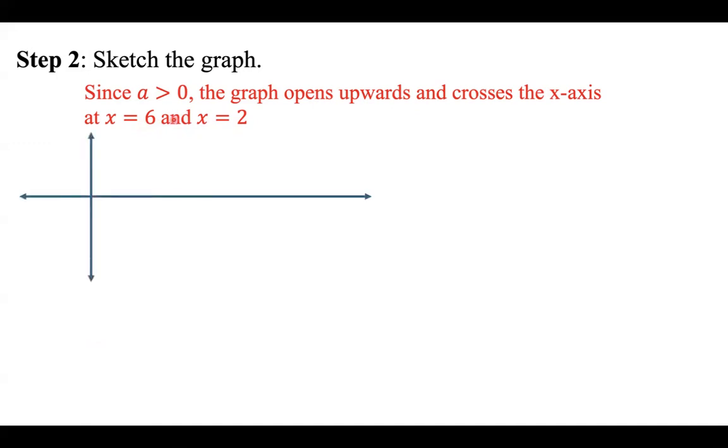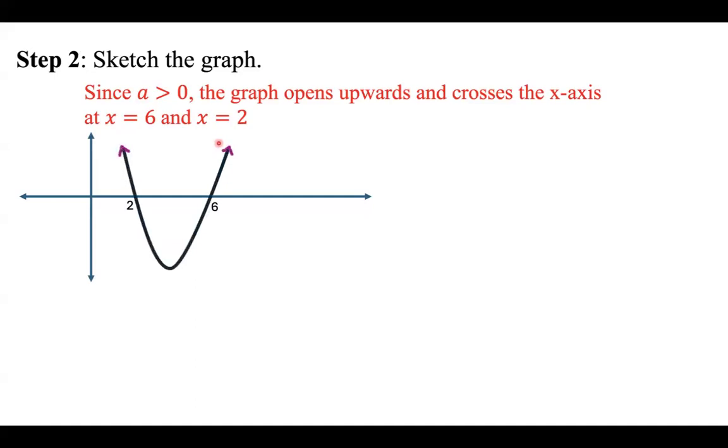So we have our x and y axis. I'm going to plot the numbers positive 2 and positive 6. Since my a value is bigger than 0, since it's positive, the graph is going to open upwards and it passes through this point and it goes through that 6.